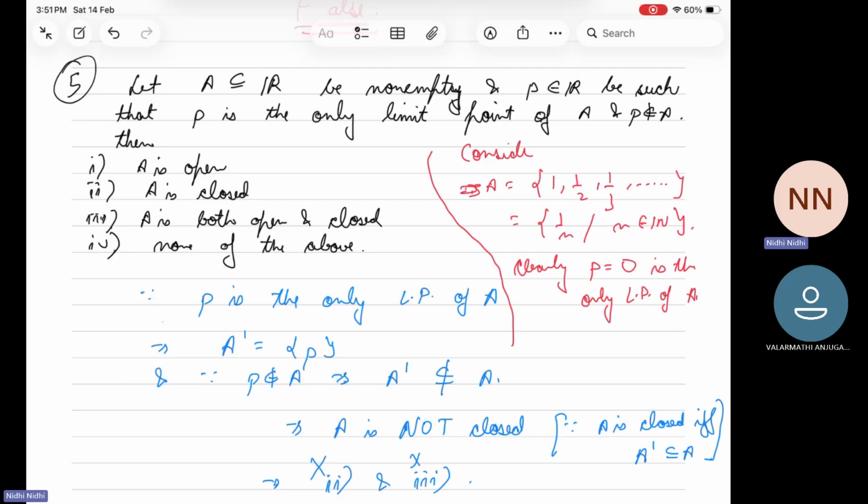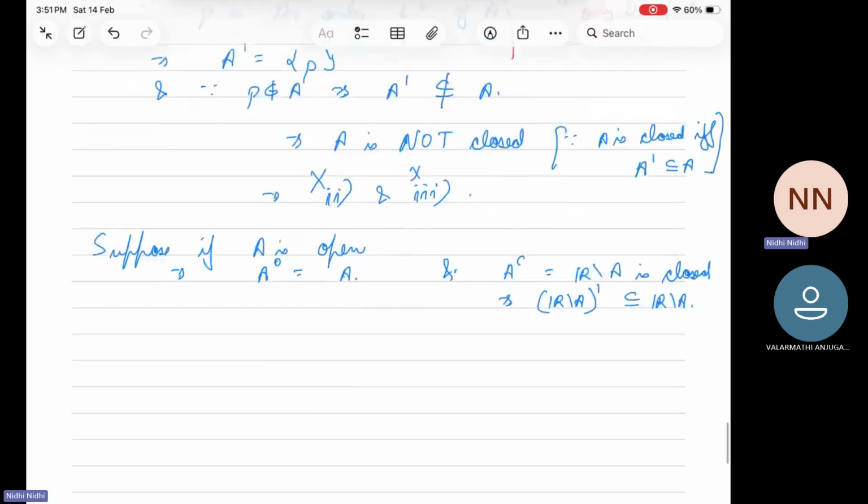Obviously, this is not open, because if this is open, then all the points must have been interior points. And obviously, the interval 1 minus 1 by 3 to 1 plus 1 by 3 is not contained in A. So let me write it properly.